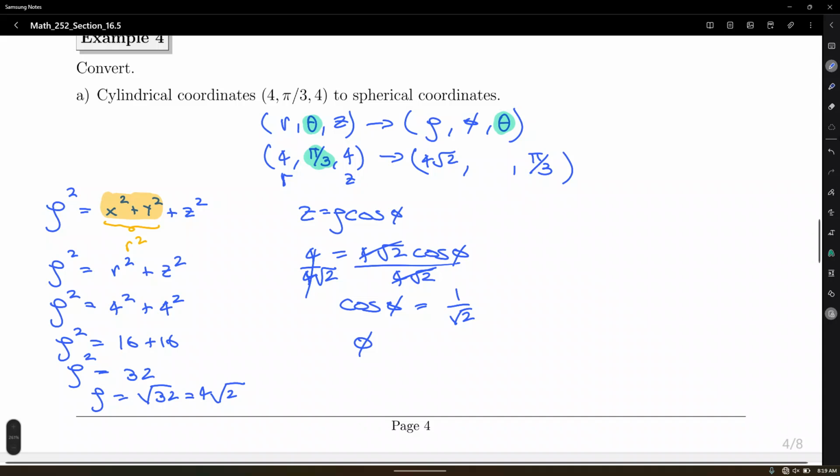And well, what angle has a cosine equal to 1 over square root of 2? That's one of the special angles, isn't it? It's pi over 4, right? And that's pi over 4.